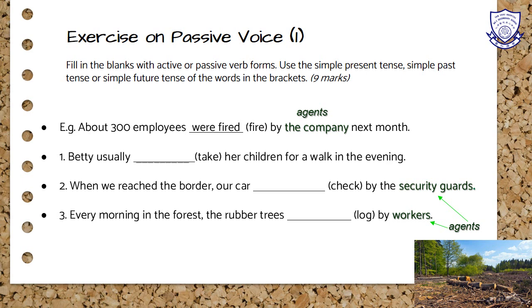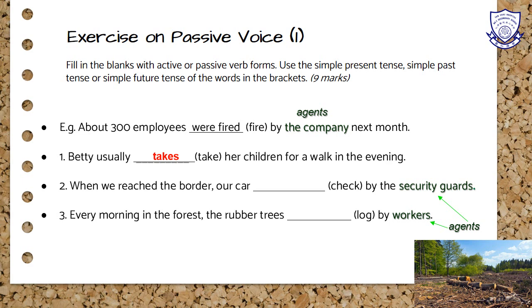It's now time for exercises. This part is relatively easy because you only need to fill the blanks with the verbs in the correct form. Question number one, Betty usually blank her children for a walk in the evening. It is quite obvious that the sentence is in the active voice, and you only have to take care of the subject verb agreement. So the answer should be takes.